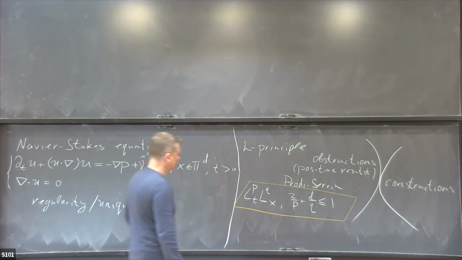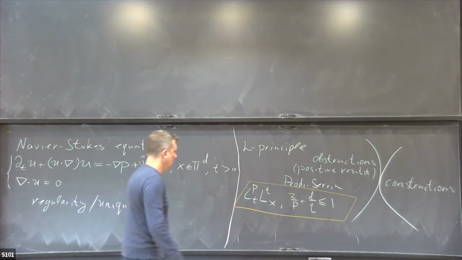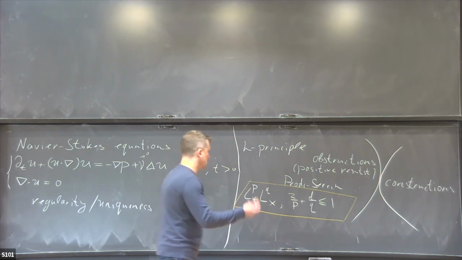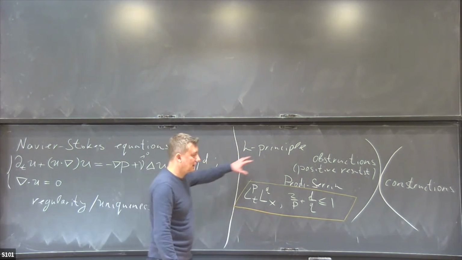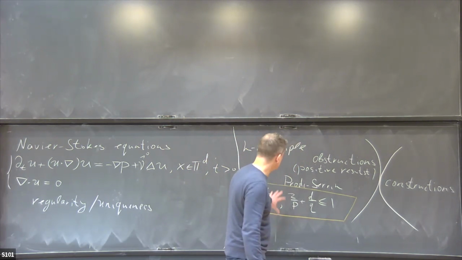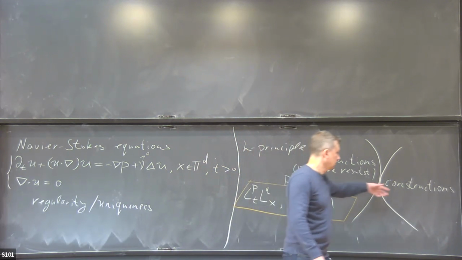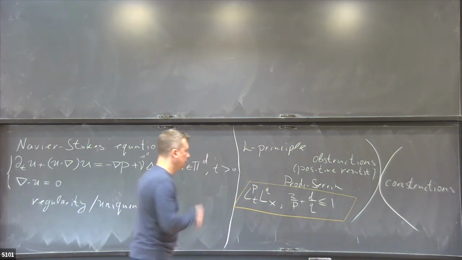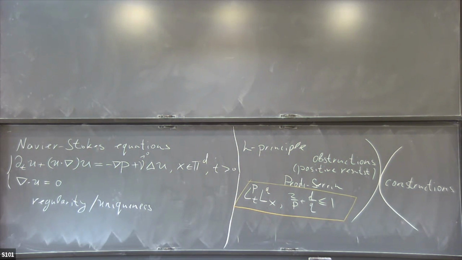And as I said, there have been lots of extensions that I'm not going to mention. What I will rather do is try to tell you what happens outside of this class. So these are going to be trivial obstructions. Do we have some non-trivial obstructions for blow up or for non-uniqueness? Again, now let me go back to the Navier-Stokes equations.